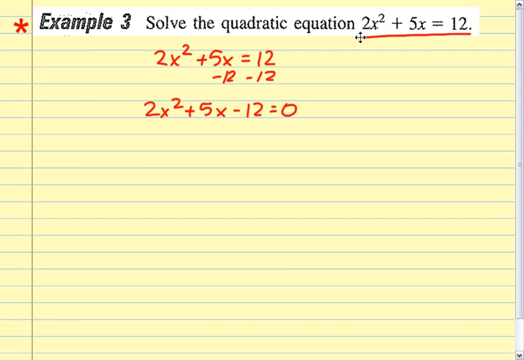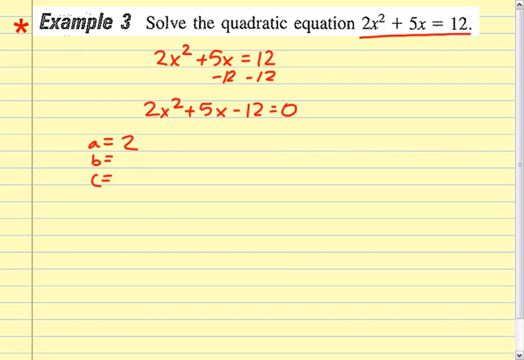So, listen. We're looking at this. Is there anything I can pull out? No. How many terms? Is it the difference of 2 squares? No. Good. Okay. Is there anything in front of the x squared? Yes. So what do I need to use? Quadratic formula. So a equals, b equals, c equals. What's a equal to?